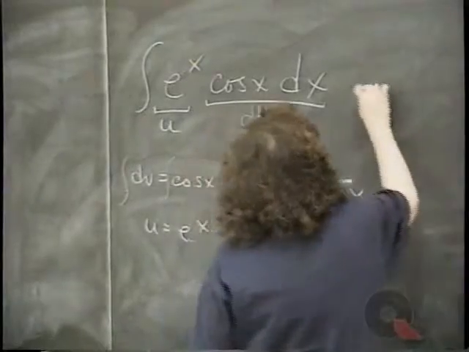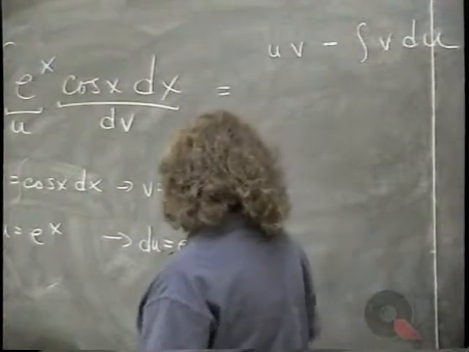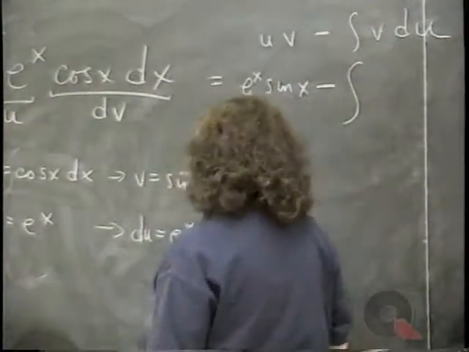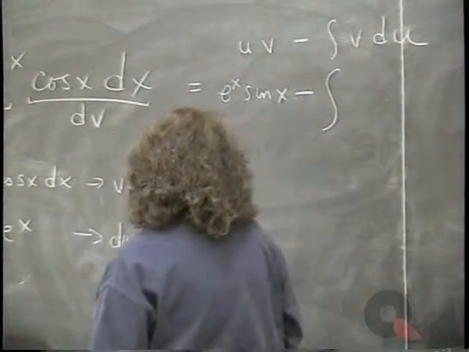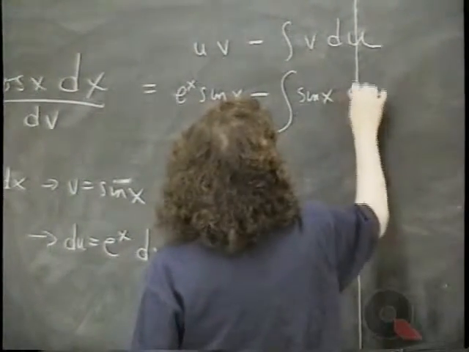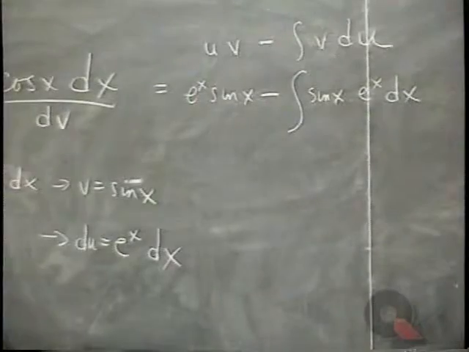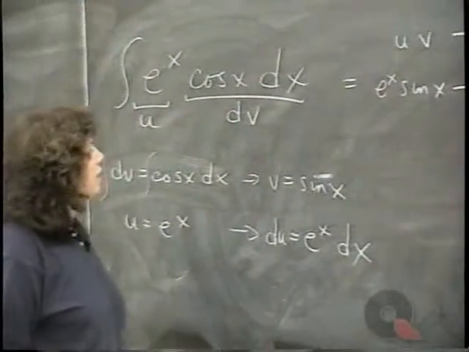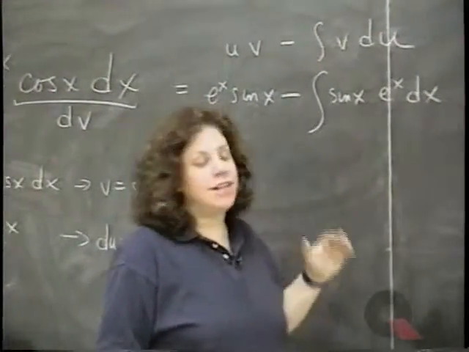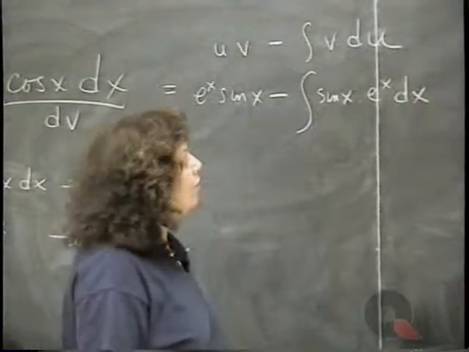So this is going to be the integral of u dv equals uv minus the integral of v du. uv, which is e to the x sine x, minus the integral of v du, sine x e to the x dx. Now, let's look at what we're dealing with. Originally, we were dealing with the integral of e to the x cos x dx. Now we have to integrate e to the x sine x dx. I wouldn't say it's any worse than what I started with. It's not any better. It's more like a lateral move.